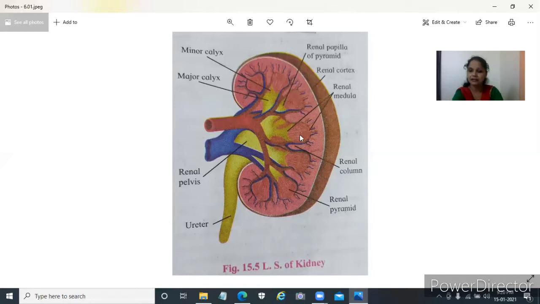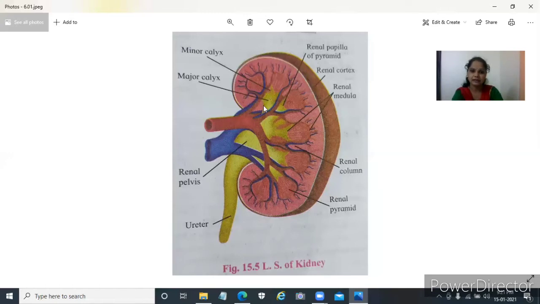Striated, it looks like linear furrows or a valley-like structure. The apex is acute and forms a renal papilla of a pyramid. From that renal papilla arises a minor calyx. Each pyramid has one minor calyx, so there are a number of minor calyces.